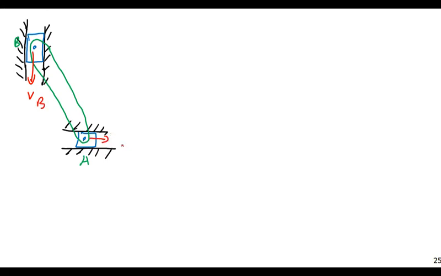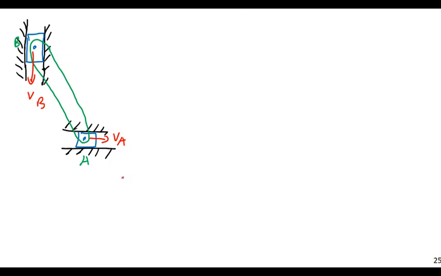So I'm saying this thing is moving to the right, and the only way this thing can move to the right is if point B moves downward. This is a rigid body. The rod is a rigid body. It cannot stretch or compress. So the only way for A to move to the right is for B to move downward.